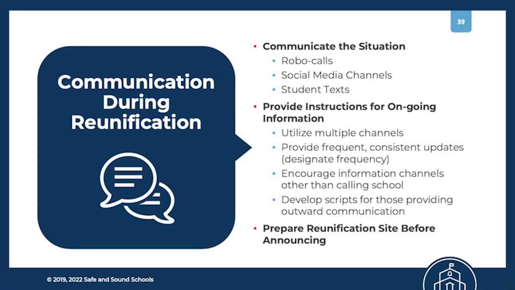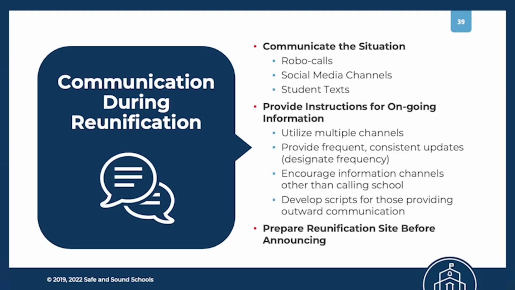Communicating during the reunification, really keeping people up to speed on what's going on, is essential. So the first thing we want to consider when the crisis begins to unfold, as soon as possible, we as a school community need to communicate the situation. What has happened? What do we know? We can do that through those robocalls. We can do that through social media channels. We can even do that through student texts and staff texts.